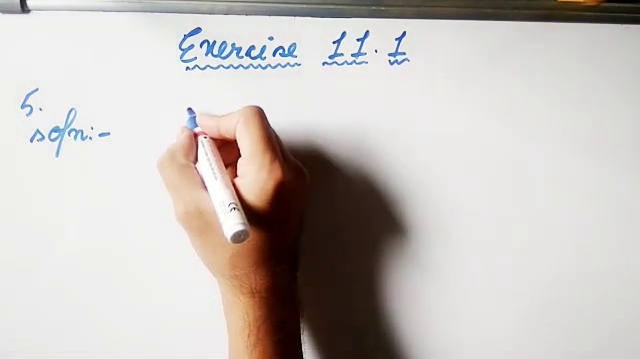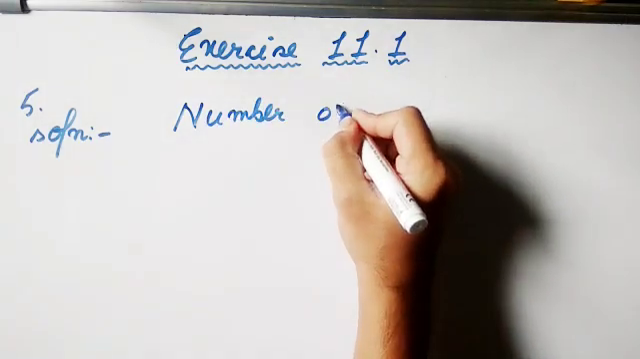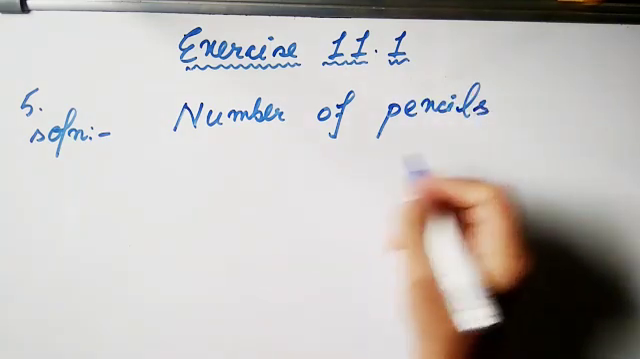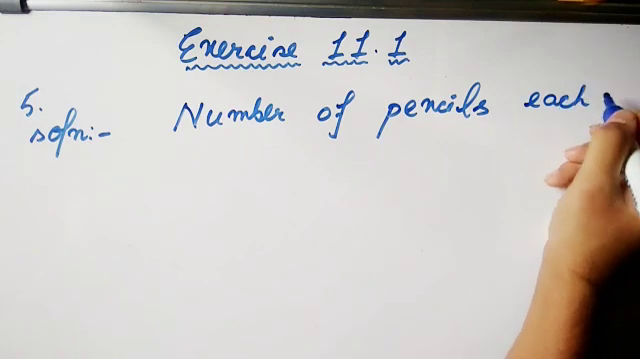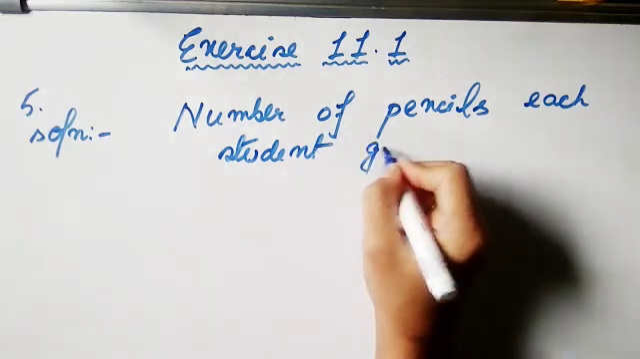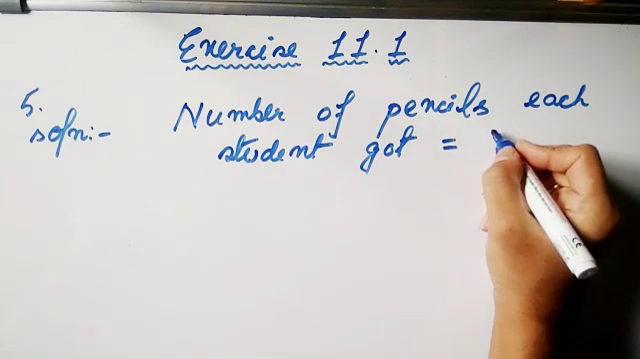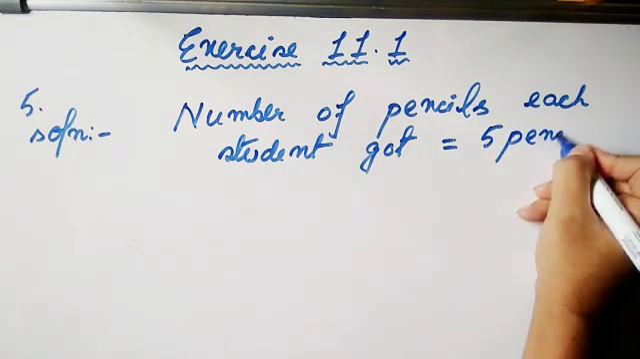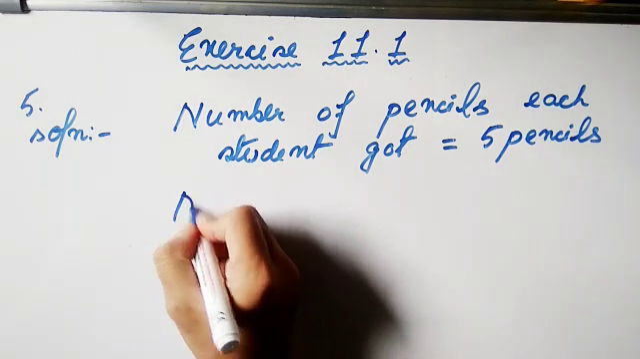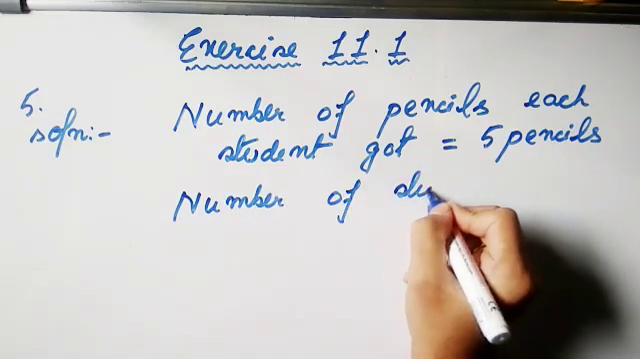So our first step will be number of pencils per student got equals to how many pencils did a student get? Yes, 5 pencils. Right? Then next we have to write the number of students.